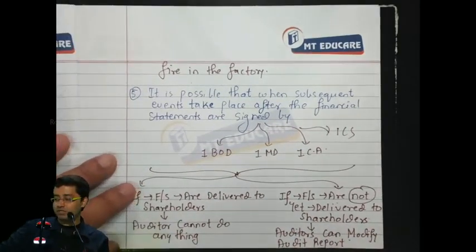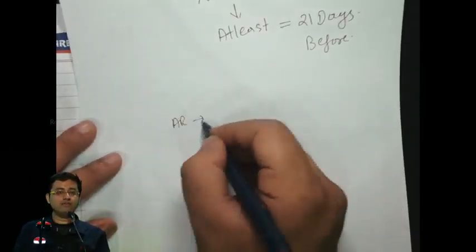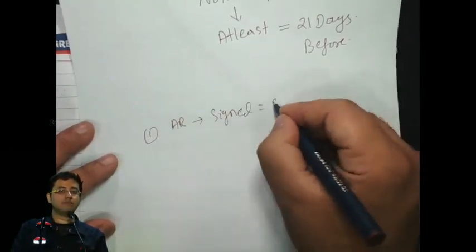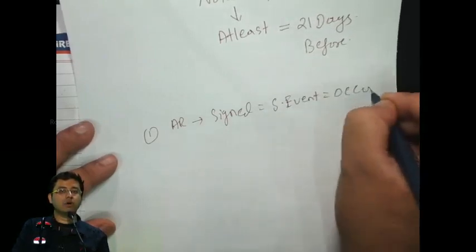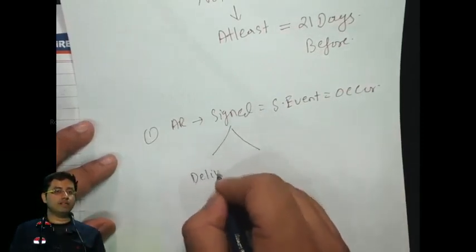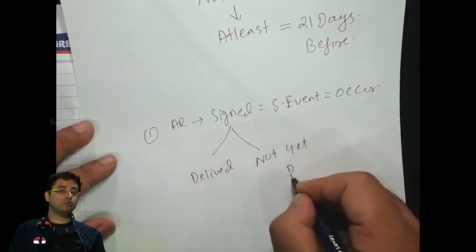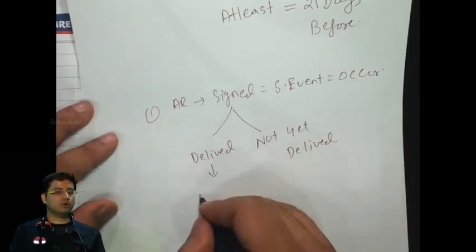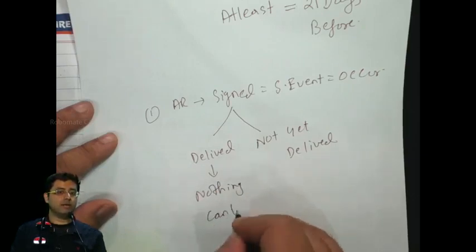Now somebody asked me a question: sir, suppose the audit report is signed, and after that a subsequent event occurs, what will the auditor do? You have to see two things here, whether it is delivered or not yet delivered, to the shareholder. Sir, if it is delivered to the shareholder, can you do anything? So you should write here, then nothing can be done.